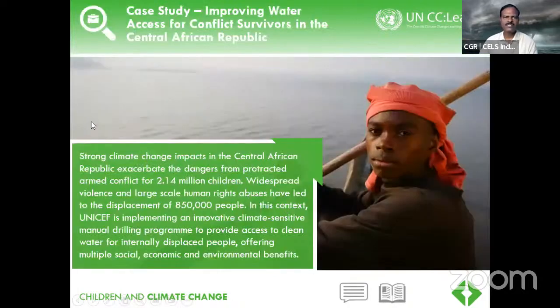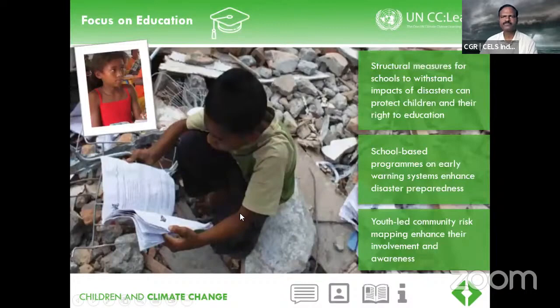And strong climate change impacts in the Central African Republic. So these things are ongoing actually. Then structural measures. So this is again very important. Disaster resilient infrastructure. Within that, the school is very, very important, because immediately after any disaster, the whole village or the community around the school, they are taking shelter in schools. In many disaster prone areas, school buildings are far better than any other building, and they can accommodate more people. So many people are rushing toward the schools.